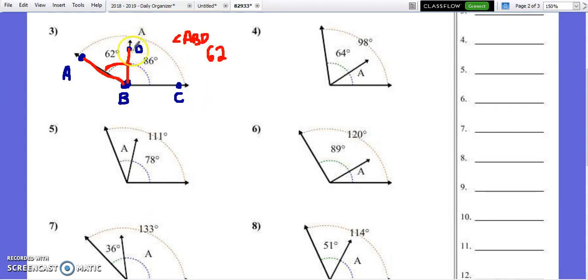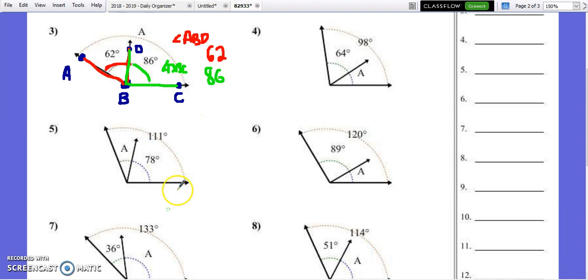Let's go to green. You can see I also have angle DBC, which is, again, an angle marker B, and it's equal to 86 degrees. So angle DBC is equal to 86 degrees.